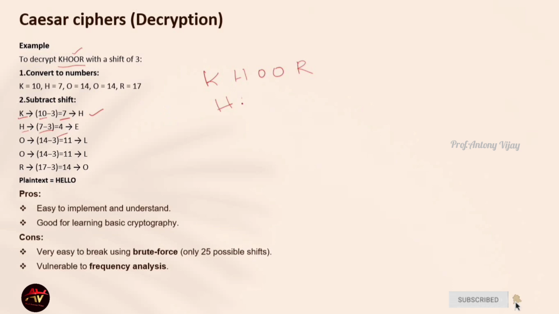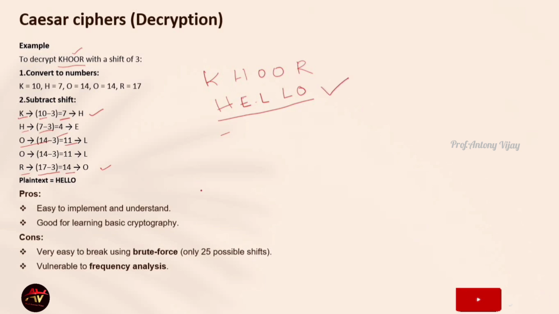It will be E. And O will be 14. 14 minus 3 is 11. It is L. Again O for L. And again R will be 17. 17 minus 3 is 14. So now it is O. So we got the plain text back. This is what is called the encryption and decryption process.